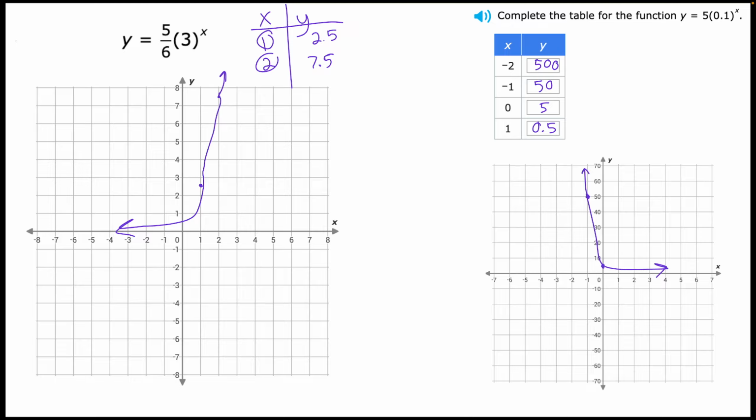For this one with the decimal, you could do 0.1 to the negative second power times 5. You could do that by hand in your head. You could also use a calculator. The other way to do it would be to just change 0.1 to 1/10 and then work with it from there. That might be a little bit easier.